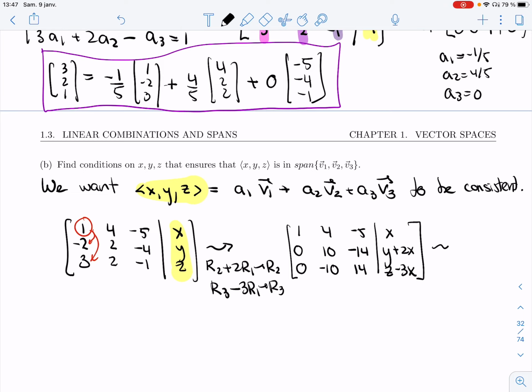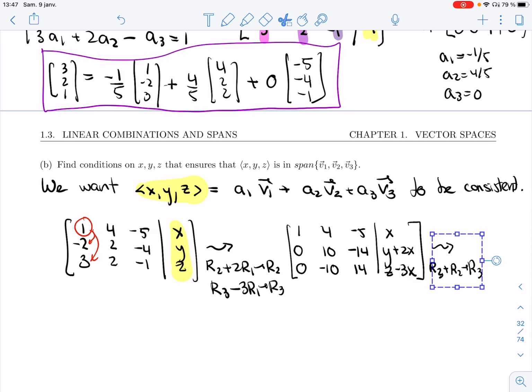So the last thing I need to do, remember when you want to know whether a system is consistent, when you want to know how many solutions there are, you don't have to go to RREF. REF is enough. So I'm going to leave the first row as is. I'm just going to get rid of that minus 10 and make that a 0. So I'm going to add row 2 to row 3. So row 3 plus row 2 into row 3.